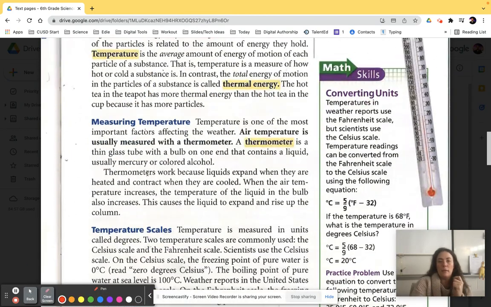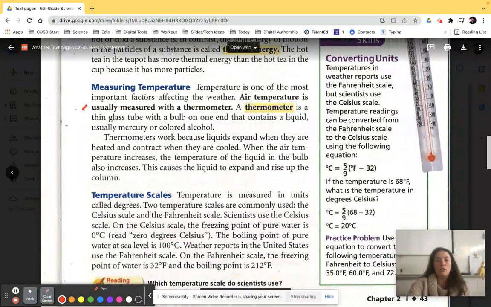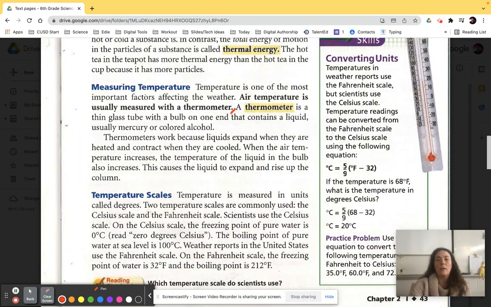Here, measuring temperature. Well, we've talked about this before. Temperature is one of the most important factors affecting the weather. Air temperature is usually measured with a thermometer. A thermometer is a thin glass tube with a bulb on one end that contains a liquid, usually mercury, which we know we don't use anymore, or colored alcohol.